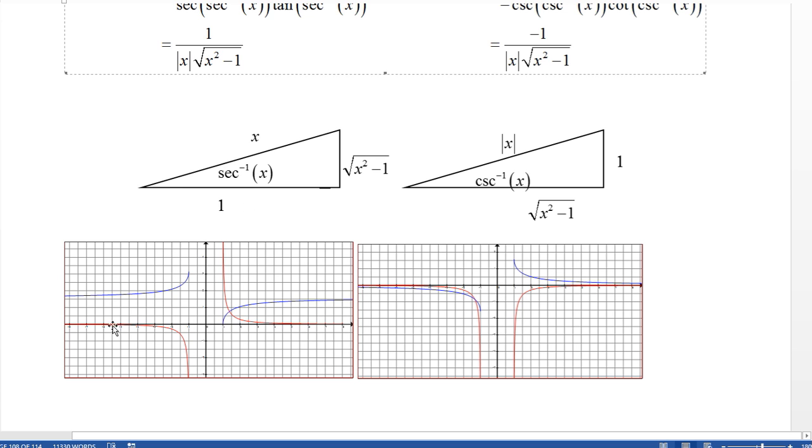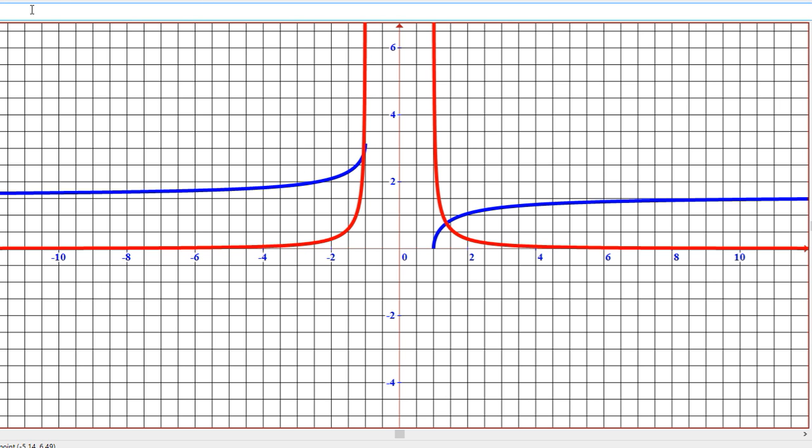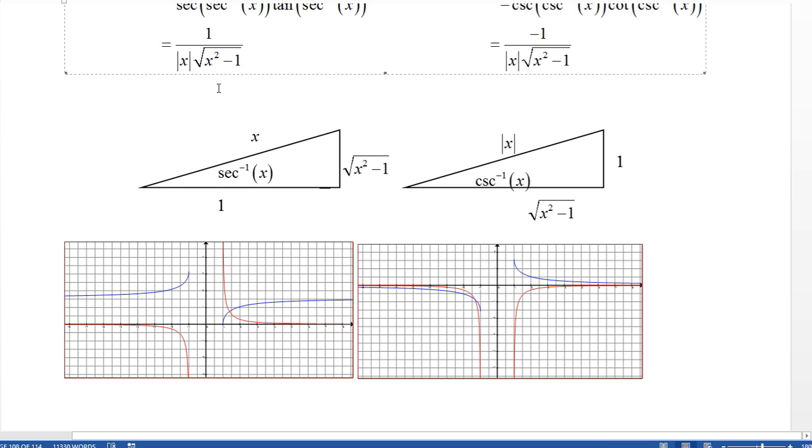Okay, so when x is negative, we get that. Let's see if that works out right now. So that function is supposed to be 1 over absolute value of x times square root of x squared minus 1. Y equals 1 divided by parentheses absolute value of x times square root of x squared minus 1. Close parentheses. Let me make sure that's what I want. I think that's what I want.